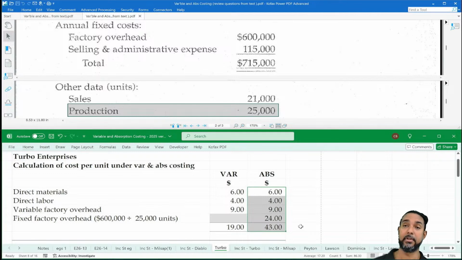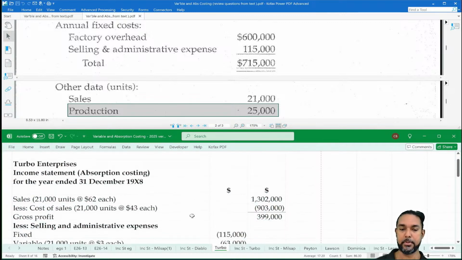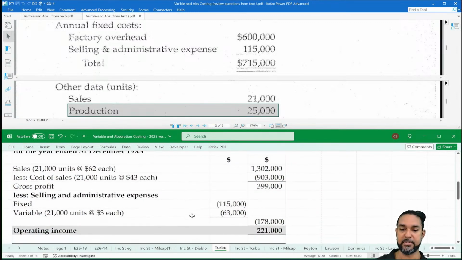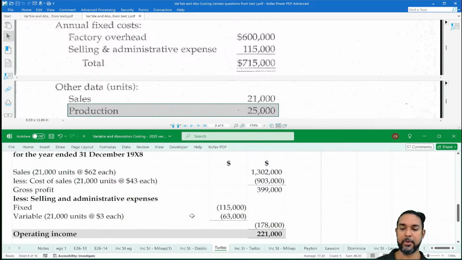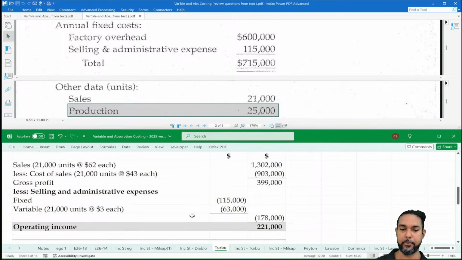So you might think, well, that's such a big difference. Why would we exclude it if it's going to cause such a problem? So again, I'm going to show you. We've done that piece where we've calculated the production cost per unit under variable and absorption costing. We also did the absorption costing income statement. So we did it two ways. We did it the long way, and we did it the shorter way.